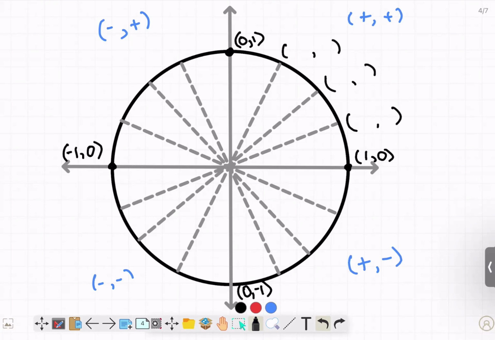For each of these coordinates, all of the denominators are 2. The numerators are square roots, and the number under the square root is just increasing by 1 for the y coordinates, and they're decreasing for the x coordinates. So let's do the y's first. Starting at 0, and then we go up to square root of 1 over 2, which is just 1 over 2.